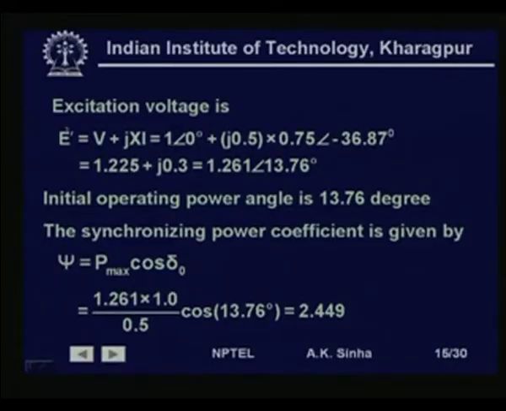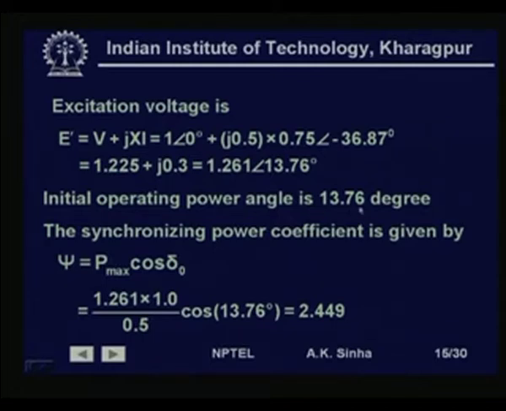So, E dash, the voltage behind the transient reactance, is equal to V plus jX into I, where X is the transfer reactance between the voltage behind transient reactance and the infinite bus. So, E dash is equal to V plus jXI, which is equal to 1 angle 0 plus j0.5 into I, which is 0.75 with an angle of minus 36.87. When we solve this, it comes out to be 1.225 plus j0.3, that is equal to 1.261 with an angle of 13.76 degrees, that is delta 0.